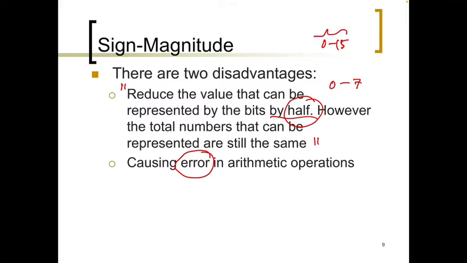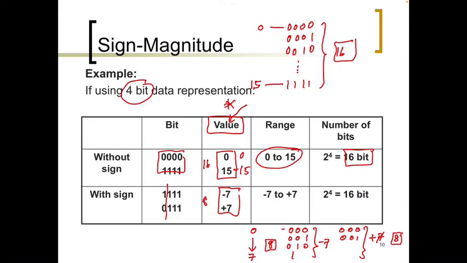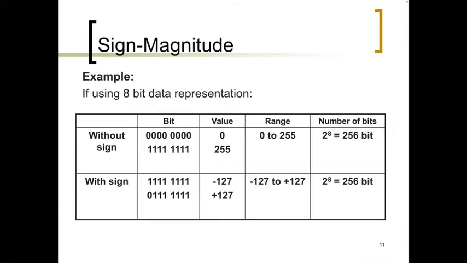That contain 16 possible values, while for this one only 8 possible values. We'll see about the other disadvantages, about the error, after this. Before that, we have another example. This time we focus on when we have 8 bits.